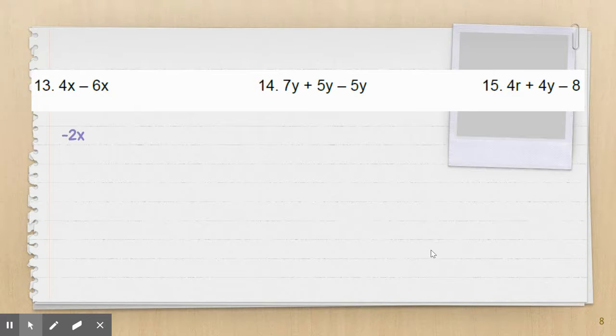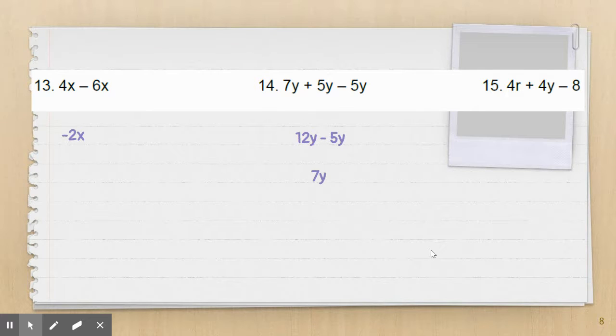In 14, again, these are all like terms. 7y, 5y, 5y, right? They have the same variable. So all we have to do is add and subtract. 7y plus 5y is 12y, and then 12y minus 5y is 7y. I broke this up into 2 steps. You don't have to. You can just go straight across and get 7y.